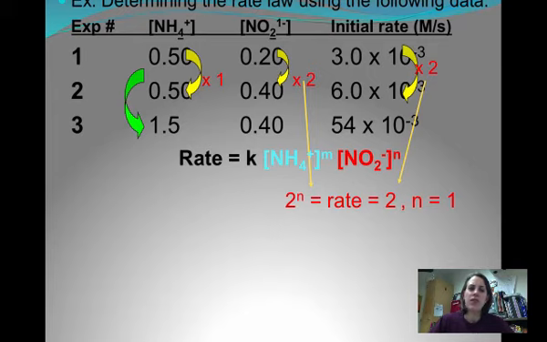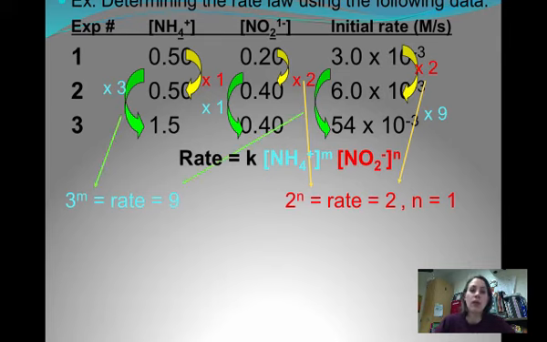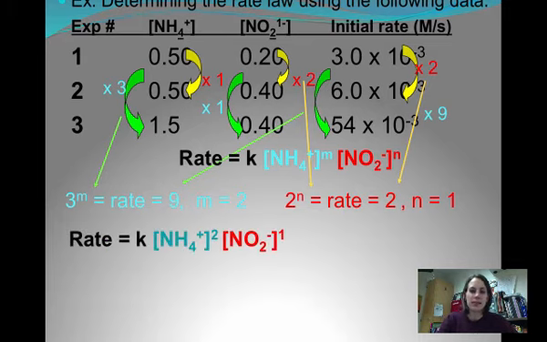I can also do the same thing for experiments 2 and 3. I can see that the ammonium concentration has tripled and nitrite is staying the same, and my rate multiplies by a factor of 9. So tripling the concentration of ammonium multiplies my reaction rate by a factor of 9. So 3 to a power of m equals 9, so m is equal to 2, like it's squaring it. And I get the same orders that way.